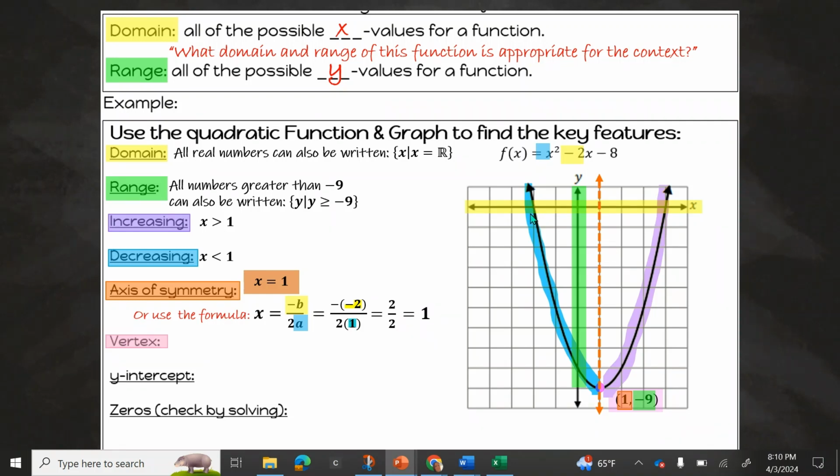Because starting tomorrow, or starting on our next set of notes, we are not going to be given the graph. We have to graph it ourselves. So we have to be able to find it using the formula and using our function.